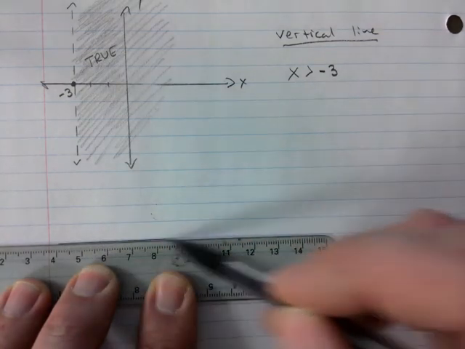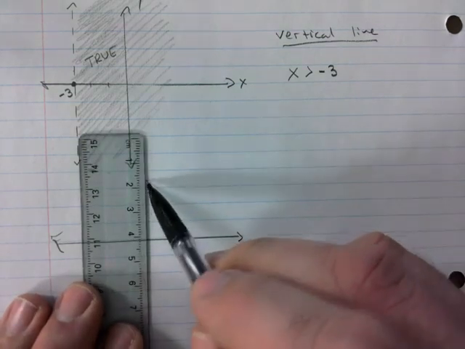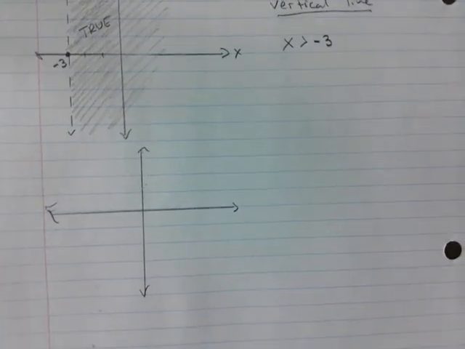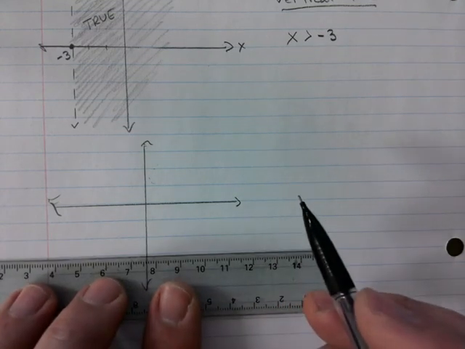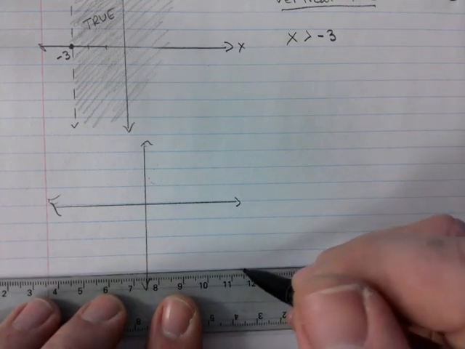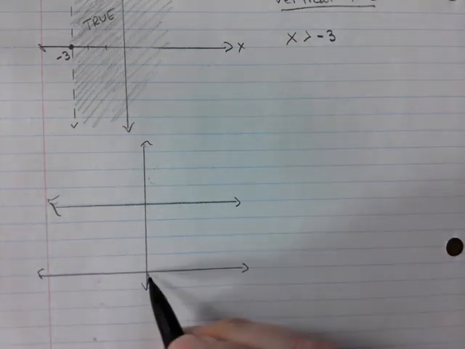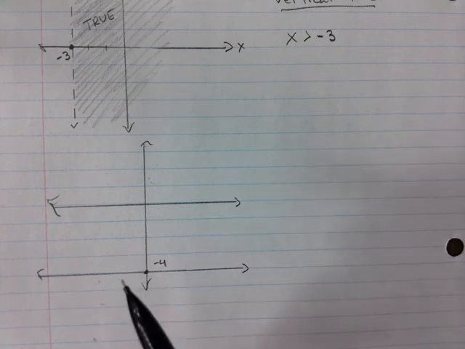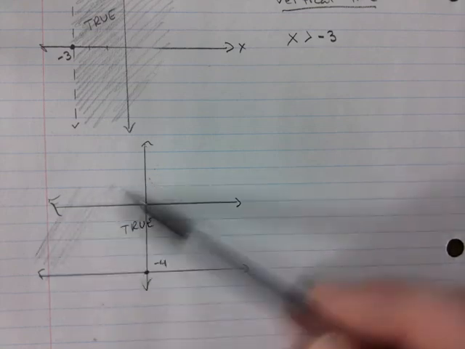I wanted to do 2 and 1, but I'm not going to do it. So here's one more. You don't have to make this look pretty. What if you had a solid line here? Let's make it -4. Let's make this -4 here. And we make this true. Everything above that line is true.